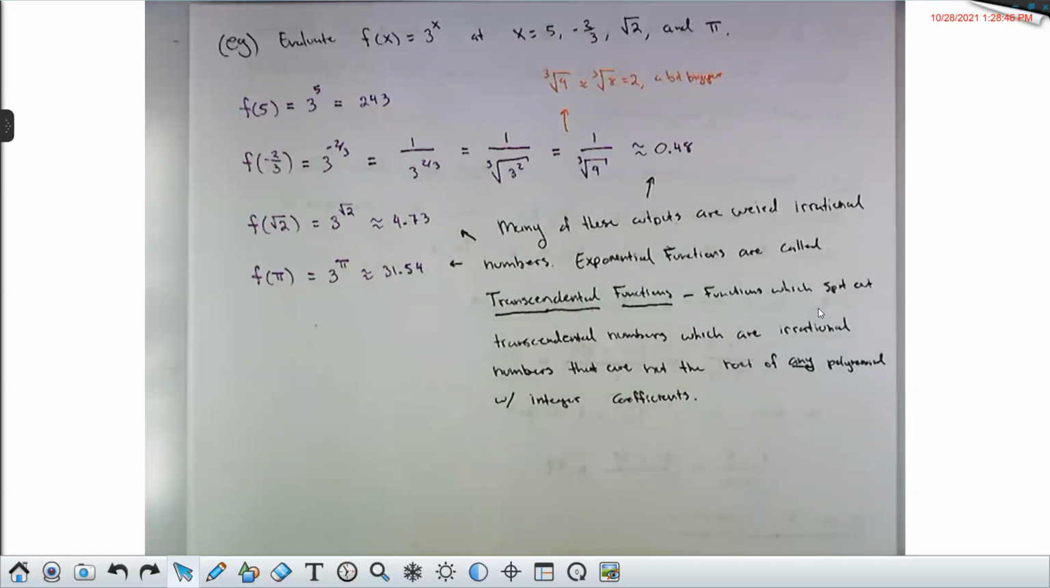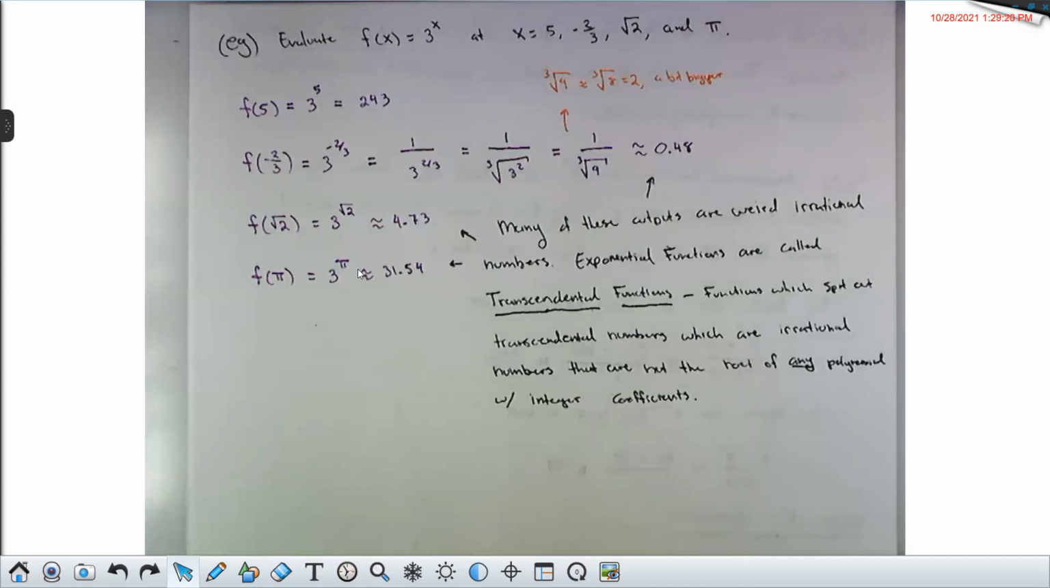An algebraic irrational is an irrational number that is the root of some polynomial with integer coefficients. Think of the square root of 2. The square root of 2 is irrational, but it's also the root of the polynomial x squared minus 2. And many irrational numbers show up like that. However, numbers like pi are transcendental. It's an irrational number, and it's also not the root of any polynomial with integer coefficients.